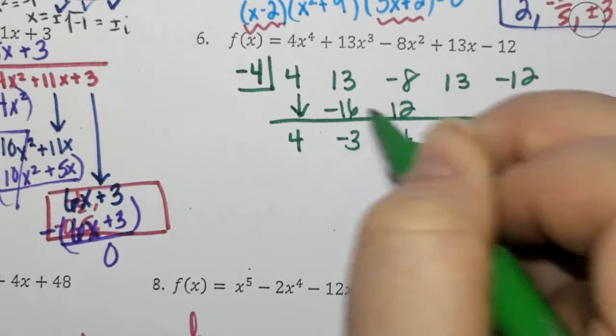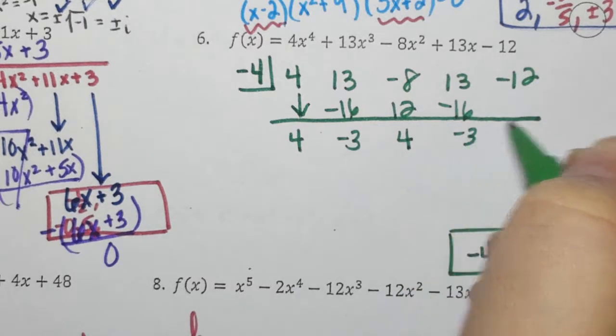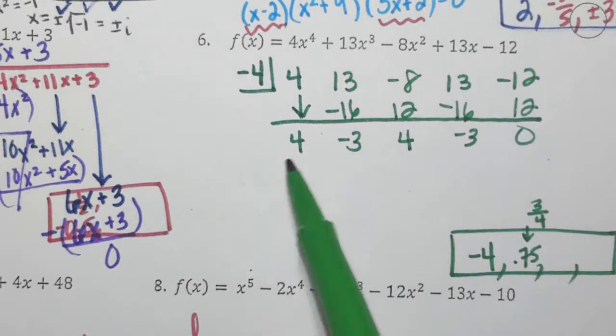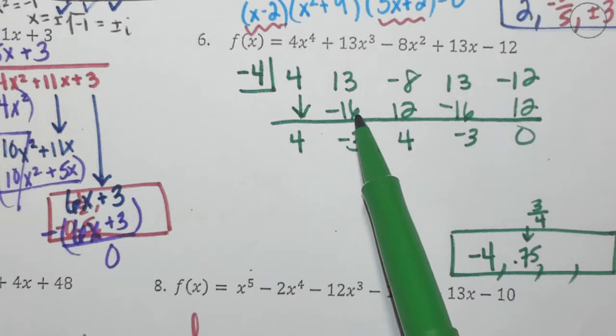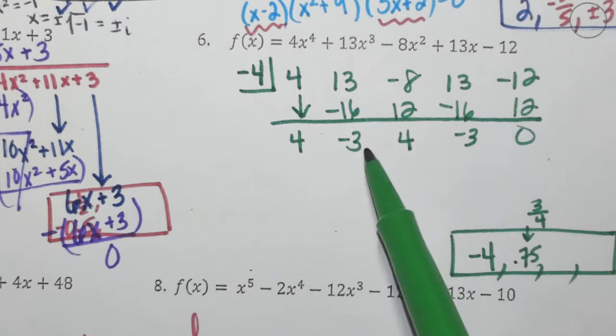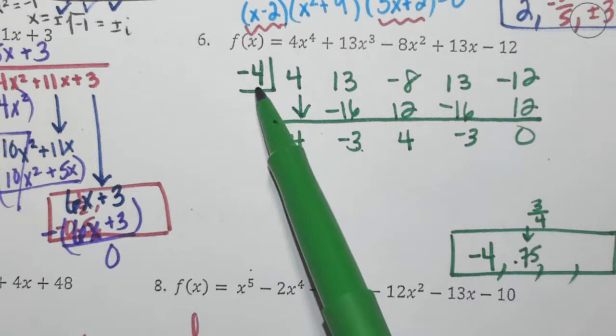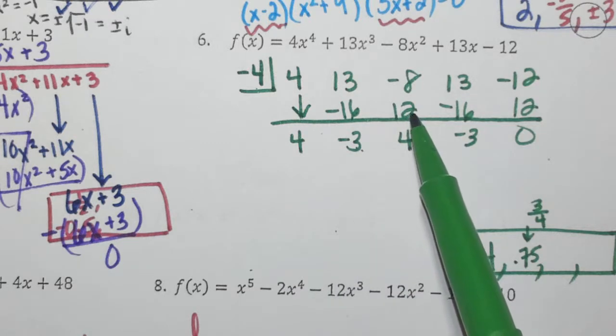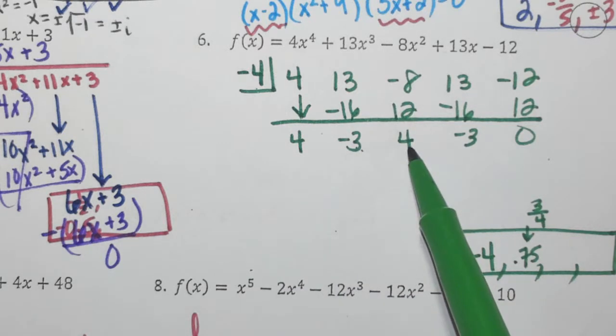+12, -8 is 4, -16, -3, +12, 0. Okay, I brought down my 4. 4 times -4 is -16. -16 and 13 give me -3. -3 times -4 gives me +12. +12 minus 8 gives me 4.